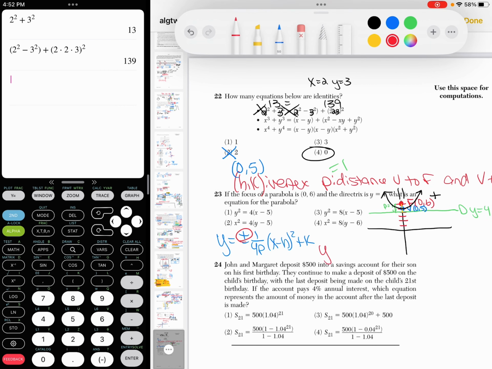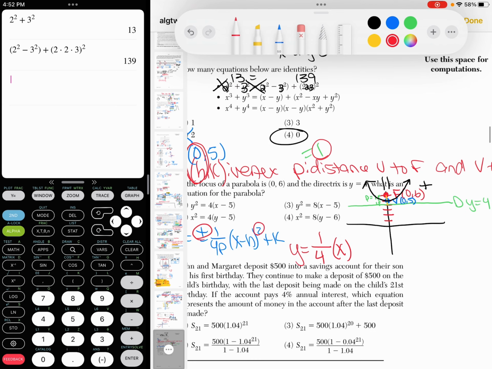So my equation is going to be y equals positive 1 over 4p, and remember, p is 1. So it's just 4 times 1, which is 4, times (x minus h). So my h for this one was 0, so it's x minus 0. I'm just going to leave it as x. Bring down that squared from the formula. And then plus k, when k is 5, is going to be plus 5.